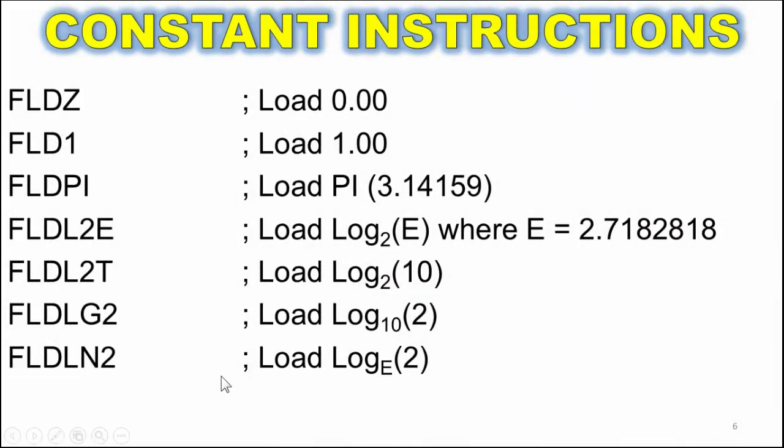The next category is constant instructions. Under this, the following are the instructions for loading constant values and pushing them at the top of the floating point stack, such as FLDZ that loads and pushes the value 0 at the top of the floating point stack. FLD1 loads and pushes the value 1. FLDPI loads and pushes the value of pi, 3.14159, at the top of the floating point stack, and so on.